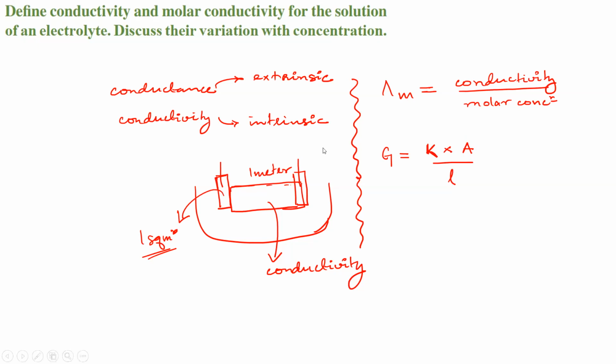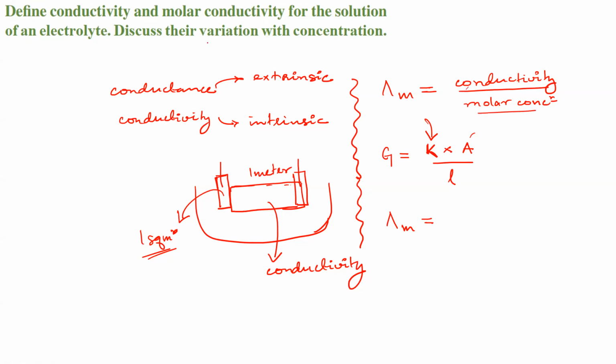Now, if you are going to measure conductivity, this area is 1 and this length is also 1. It can be 1 meter, 1 square kilometer, whatever. So whatever conductance you are going to get is the conductivity, that is kappa. Now if you write here lambda m, this will be equal to whatever conductivity you have, divided by the molar concentration.